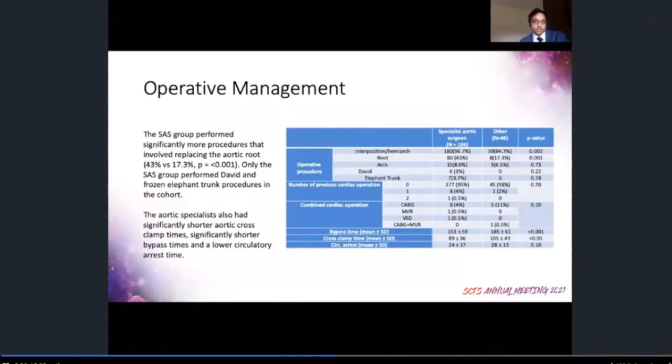In the operative management, the specialist aortic surgeon group performed significantly more procedures that involved replacing the aortic root, 43% versus 17.3%, and only the specialist aortic group performed David and frozen elephant trunk procedures in the cohort. The aortic specialists had significantly shorter aortic cross-clamp times, as well as shorter bypass and lower circulatory arrest times.